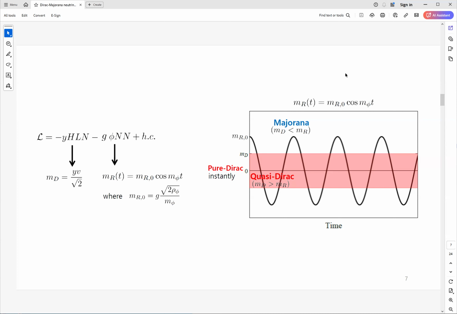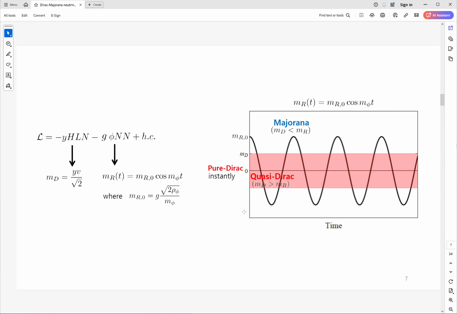And the amplitudes are given by the coupling Z and the oscillation amplitude, which is a function of the wave dark matter's energy density rho pi and the mass m pi. So the Majorana mass terms are oscillating, that's the M_R(t). In the right figure, the black curve is the Majorana mass term with oscillating behavior, but the Dirac mass term is fixed at M_D.